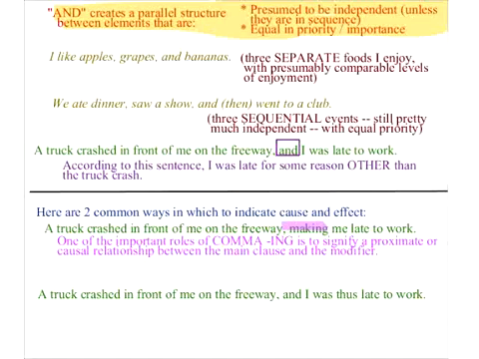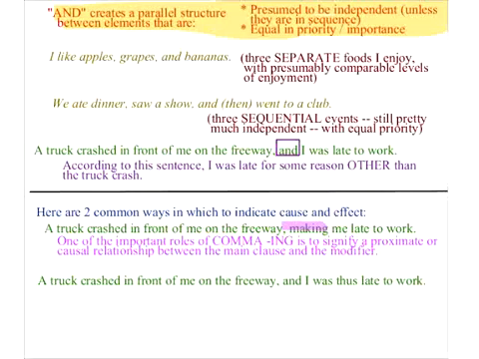A truck crashed in front of me on the freeway, comma, making me late to work, signifies that the truck, by crashing in front of me, made me late. So this is actually a cause and effect situation. Or you can use and as long as you pair it with another connector that signifies cause and effect. So you might have and thus, or and so, or and consequently, and any of those kinds of things.